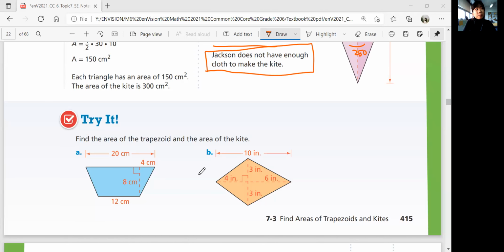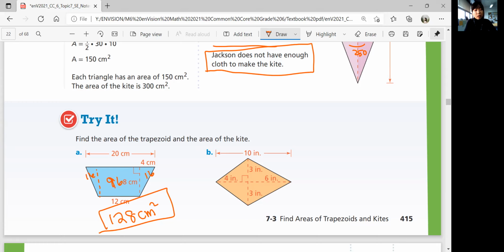Okay, are you ready? So the trapezoid, we're going to find the area of the rectangle, 12 times 8. That's 96. And the area of this triangle, 8 times 4 divided by 2, 16. And 16 over here. Add them up. So that's 96 plus 32, 128 centimeters square.